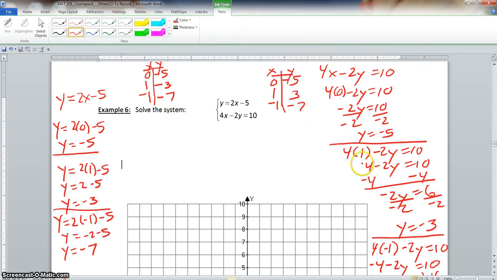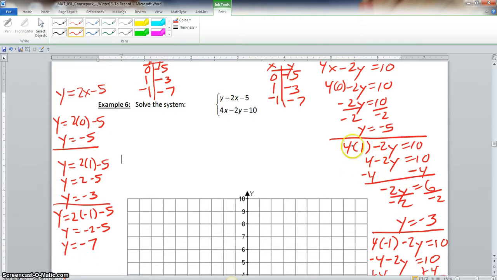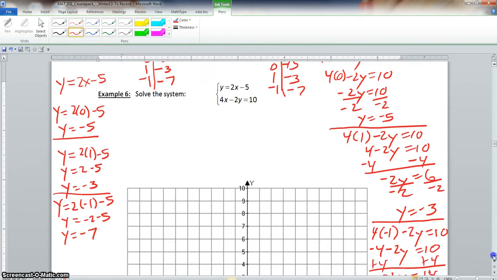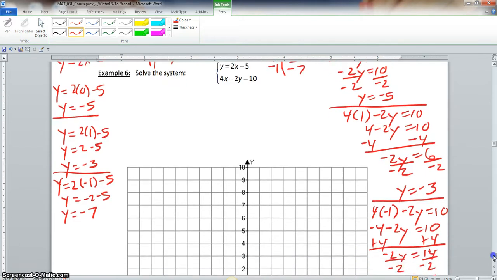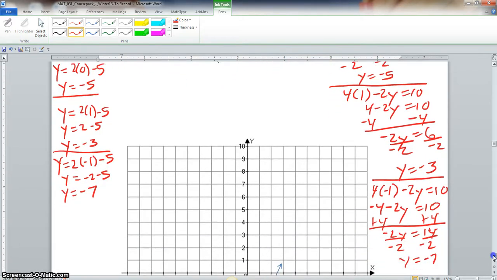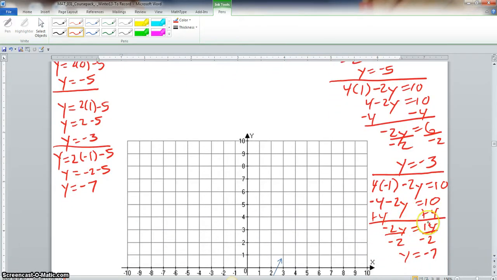And then also when x was, actually, going back over this problem here, when x is 1, y is negative 3. That negative sign had disappeared, and I corrected that. Okay, so when x is 1, y is negative 3. And then when x is negative 1, y actually gives us a negative 7, as shown here.